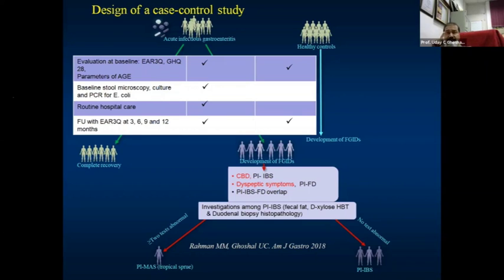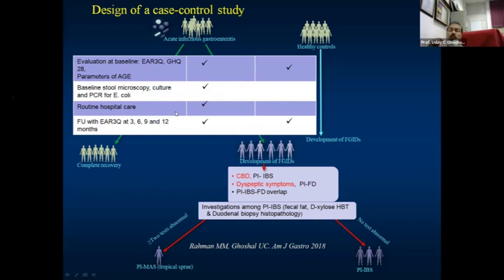Look at the design. That we are saying that for healthy control, we ask for the Functional GI Disease Questionnaire. We asked for General Health Questionnaire, and we did not ask for parameters of acute gastroenteritis. Okay? So healthy people, we asked for, that's why you see that it is right here, ticked here, ticked here. Now we look at this.